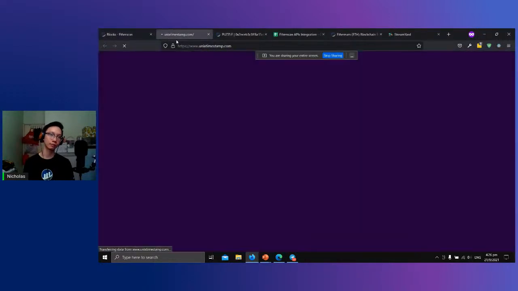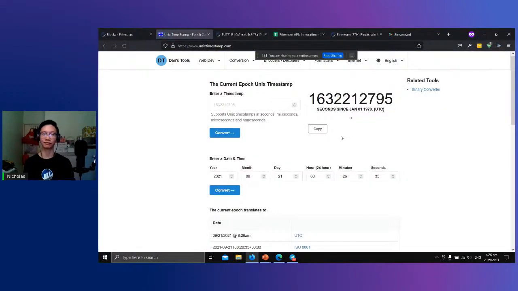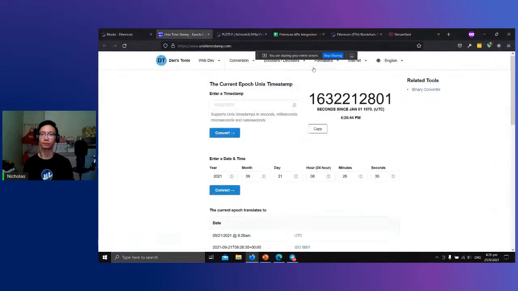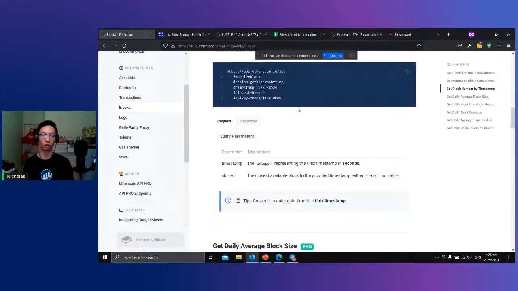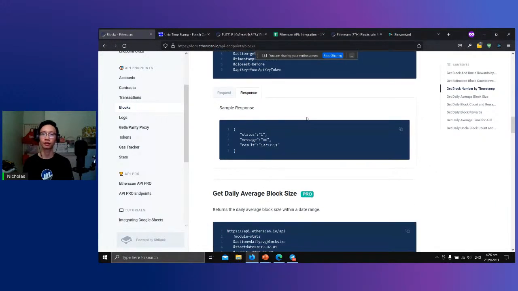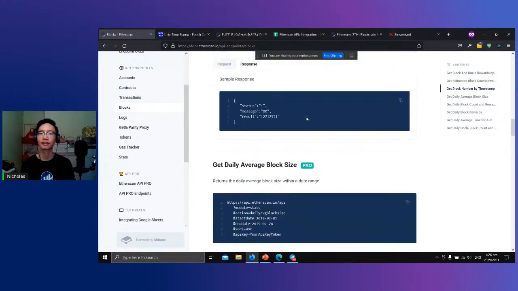A Unix timestamp is a computer way of defining time. So instead of saying January 1st, you would say this big number. You can pass in that relevant time into this endpoint to find out what block was mined at that specific time. Then, using that block number, you can pass it into things like historical balance to know your previous balance in the past.